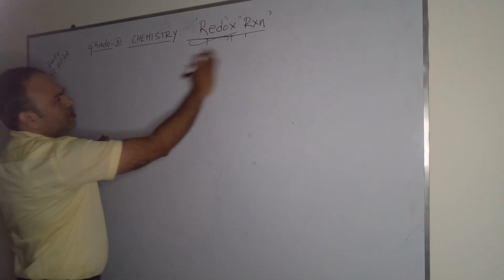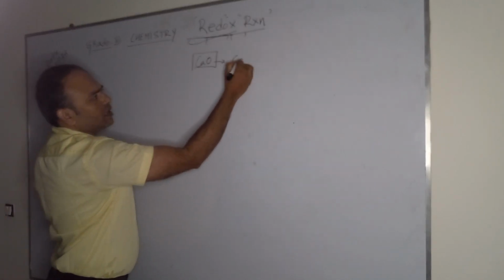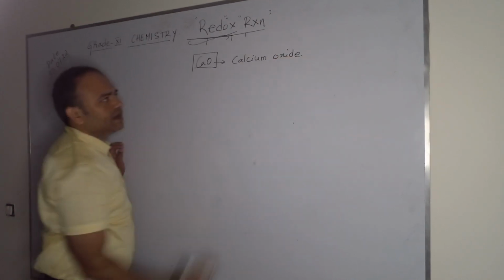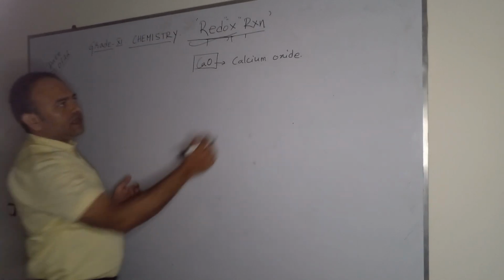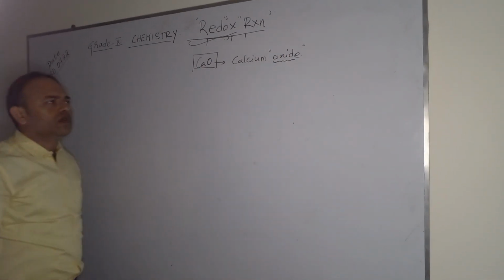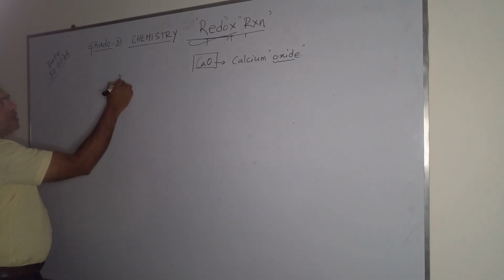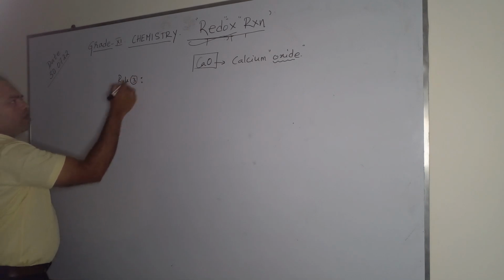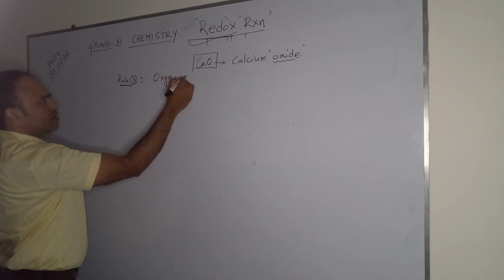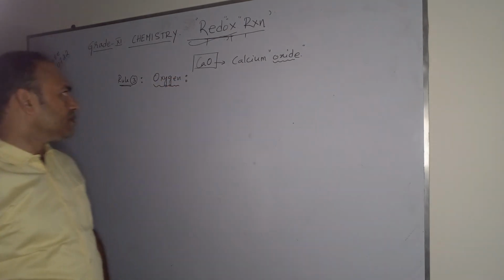See, generally in lower classes, you will write CaO. Then what do you call it? You call it calcium oxide. Okay. So here you do not know what is oxide or what is peroxide, etc. So now let us see rule number 3, which gives the oxidation state of oxygen, and what the exceptions are.